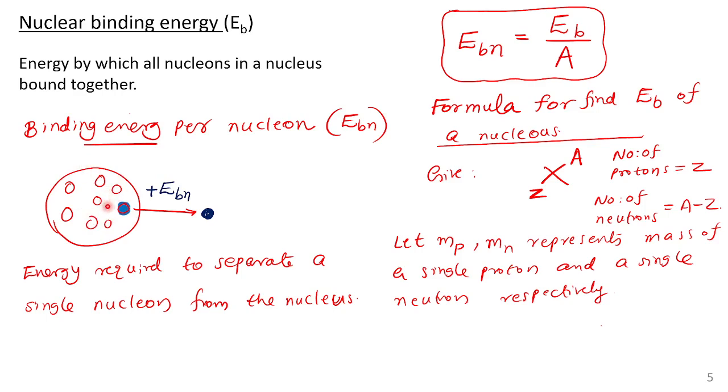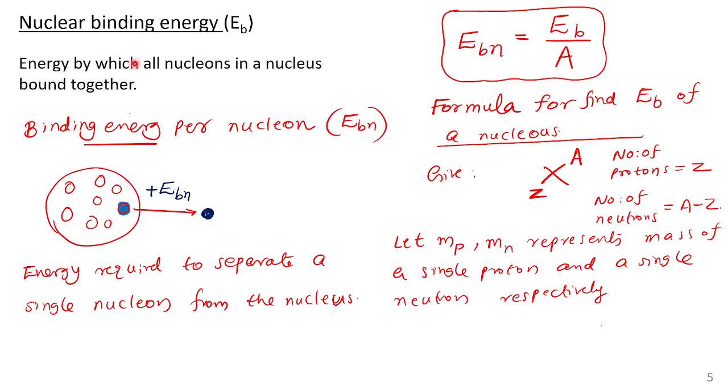So the energy by which all the nucleons are bound together is binding energy. All the nucleons are bound together with some energy. That energy is called nuclear binding energy. So nuclear binding energy is clear. Understood? Yes, sir.